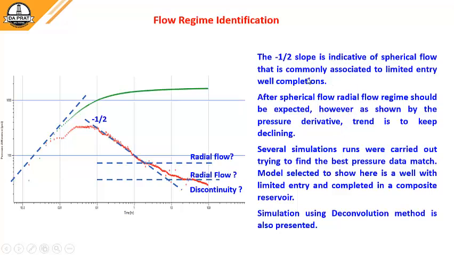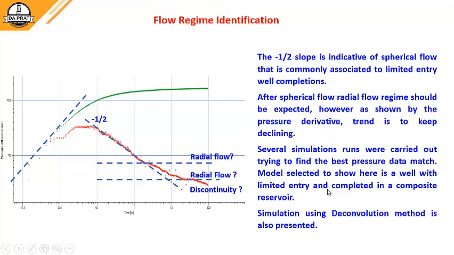So, making a summary, the one half slope is indicative of spherical flow, which is commonly associated with limited entry well completion. However, there is no physical information, from drilling or from the perforation, that the well has been perforated only partially, not the whole formation. After spherical flow, a radial flow regime should be expected. However, as shown by the pressure derivative, the trend is to keep declining.